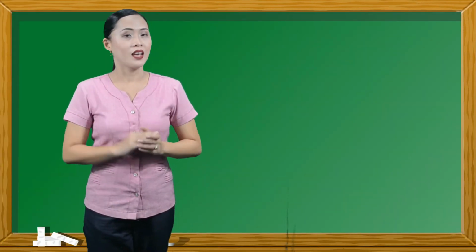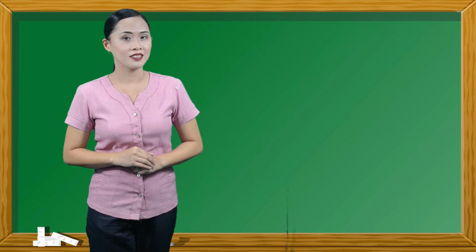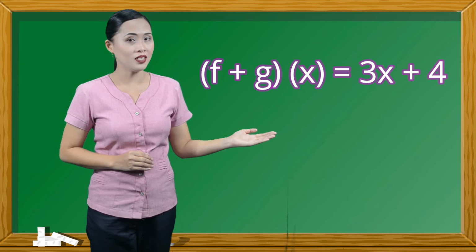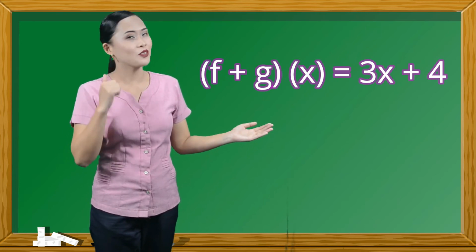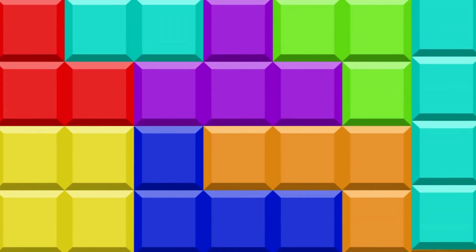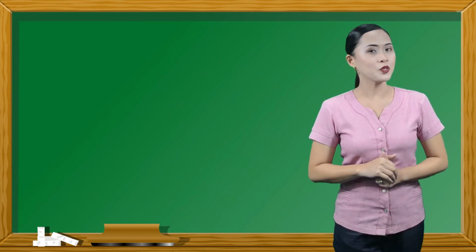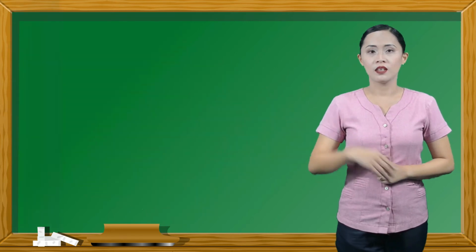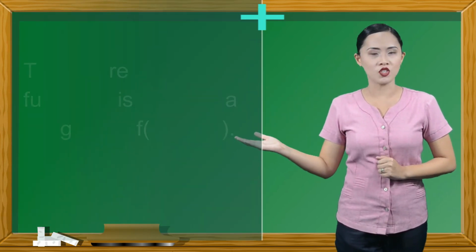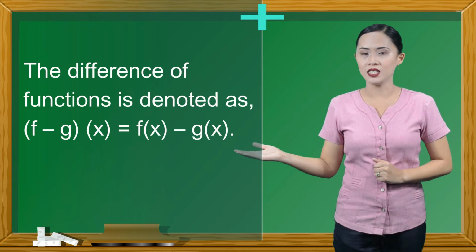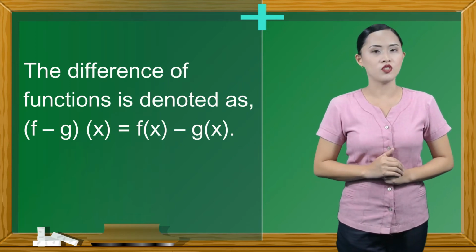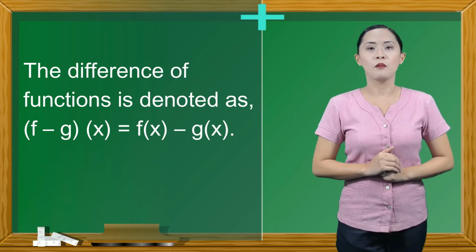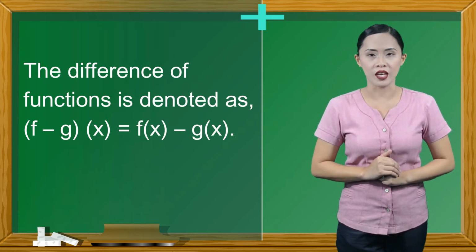Very good. The answer is f plus g of x equals 3x plus 4. Let us proceed to subtraction of functions. The difference of function is denoted as f minus g of x equals f of x minus g of x.